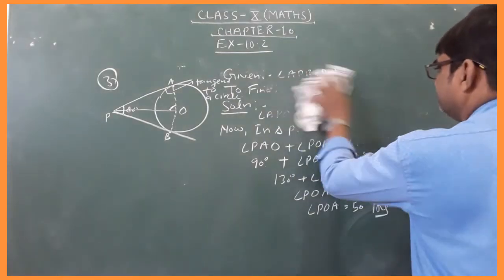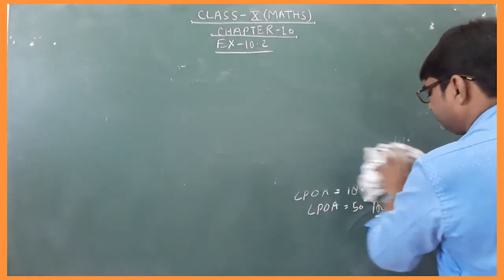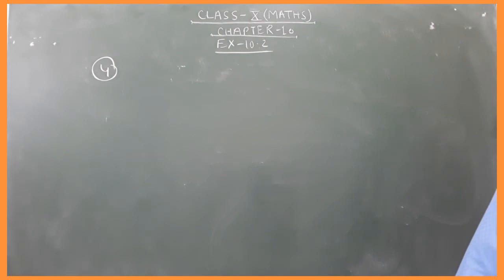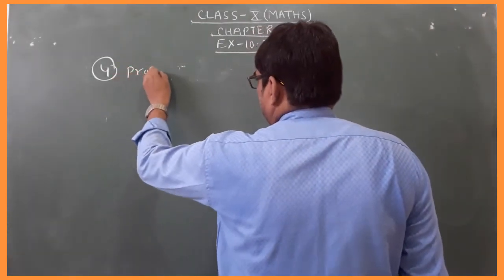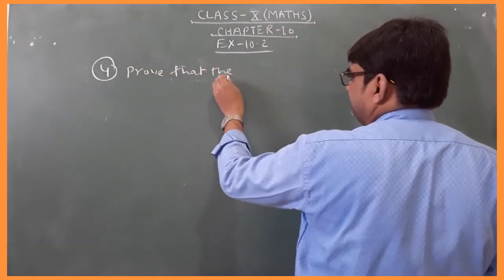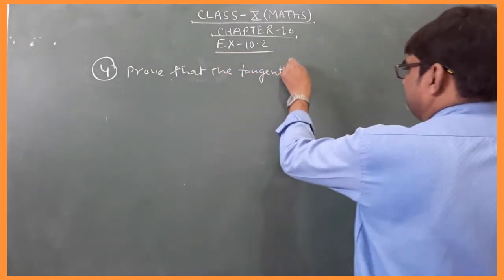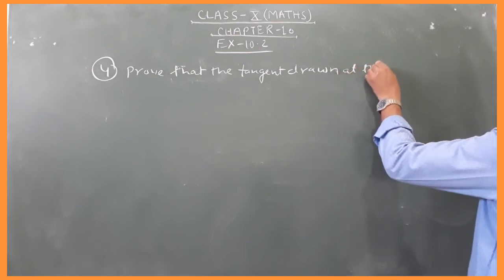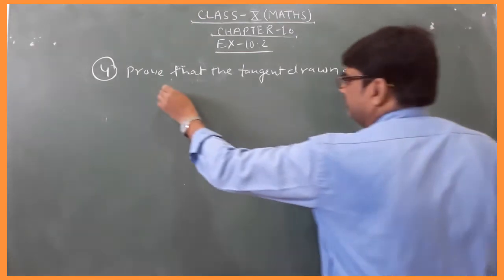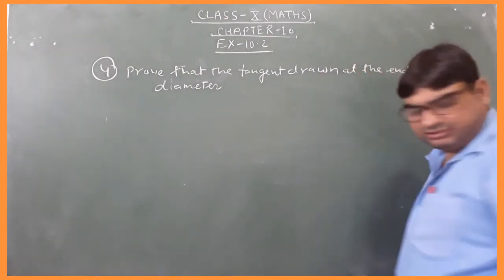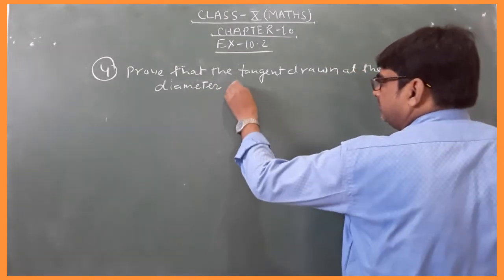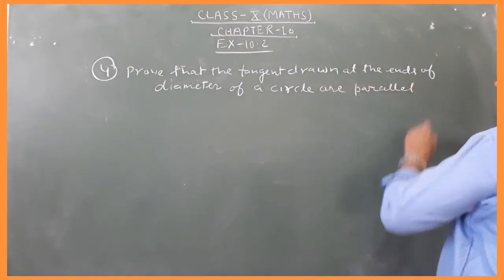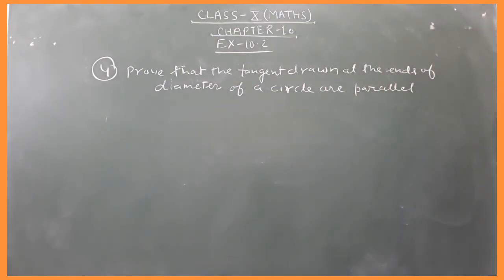Question number 4. Question number 4 is that prove that the tangents drawn at the ends of a diameter of a circle are parallel. ये प्रूफ करना है हमको.